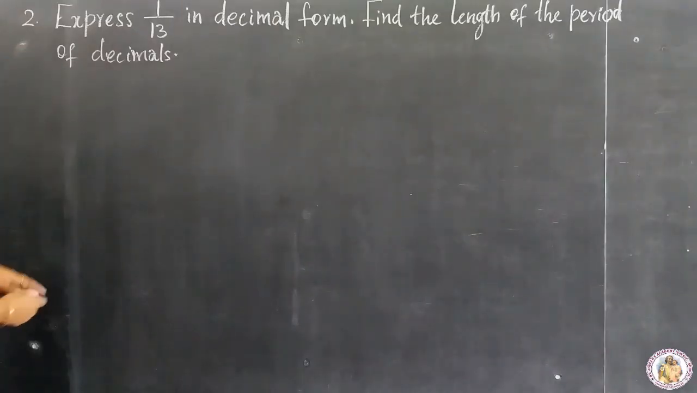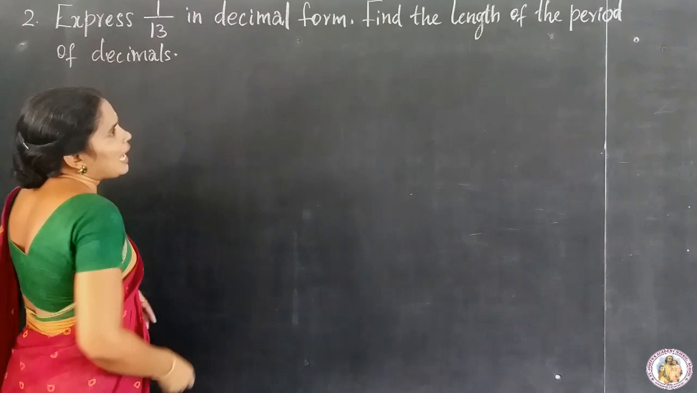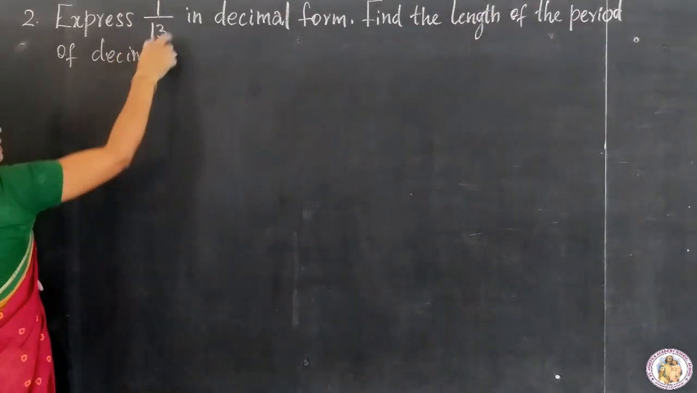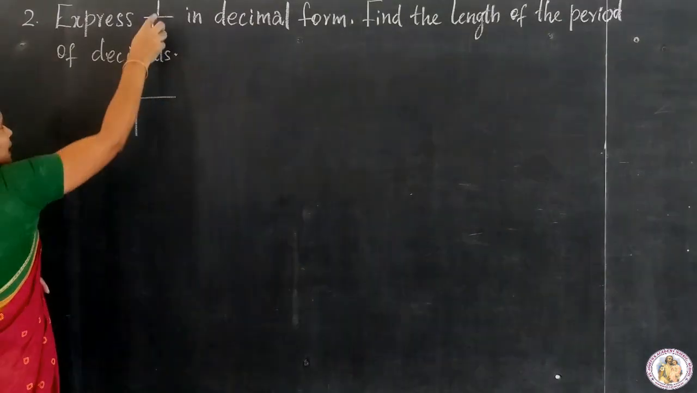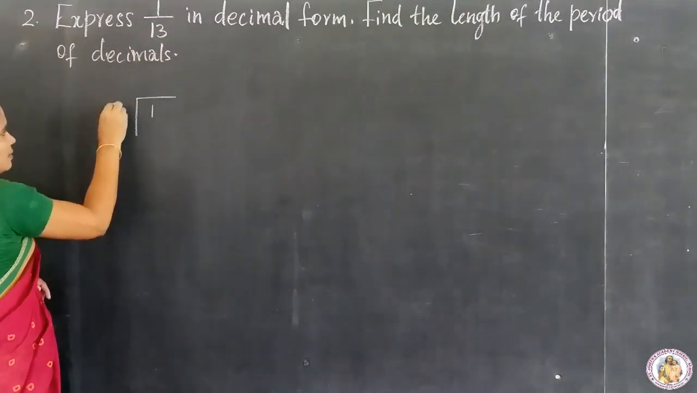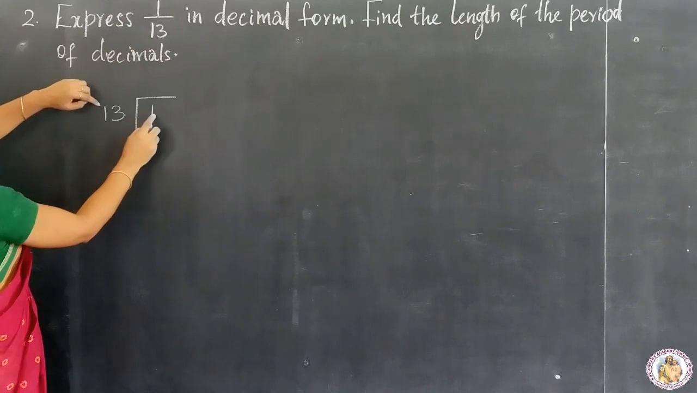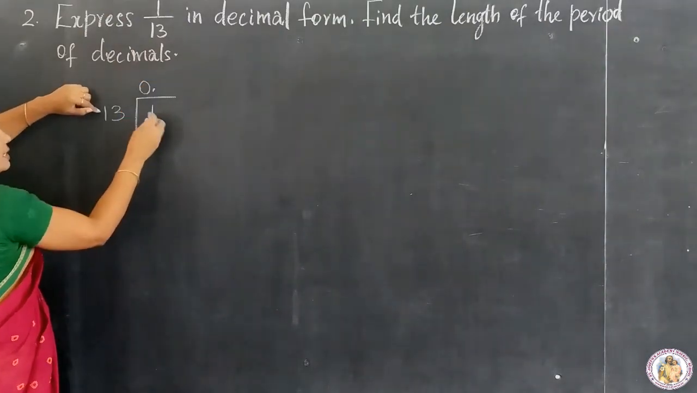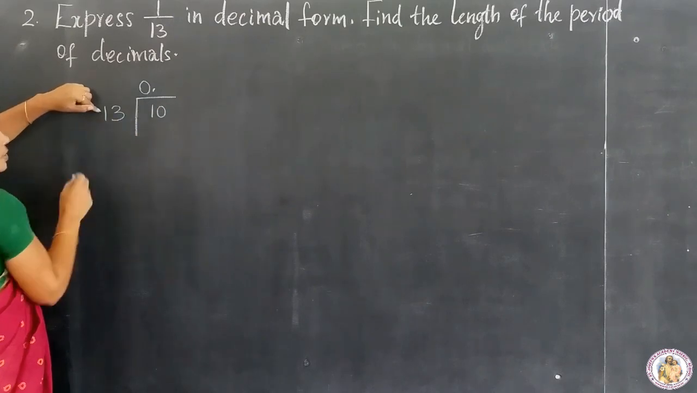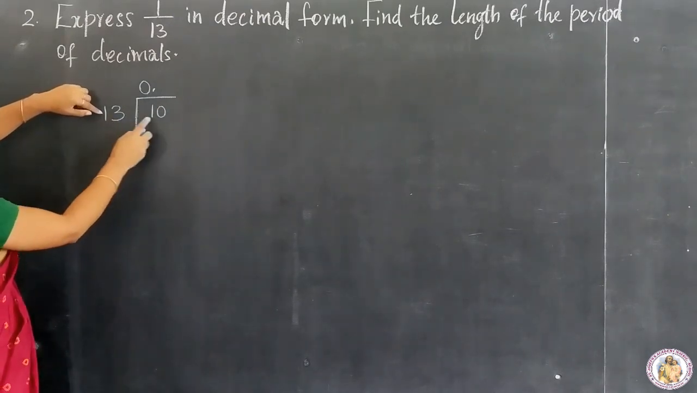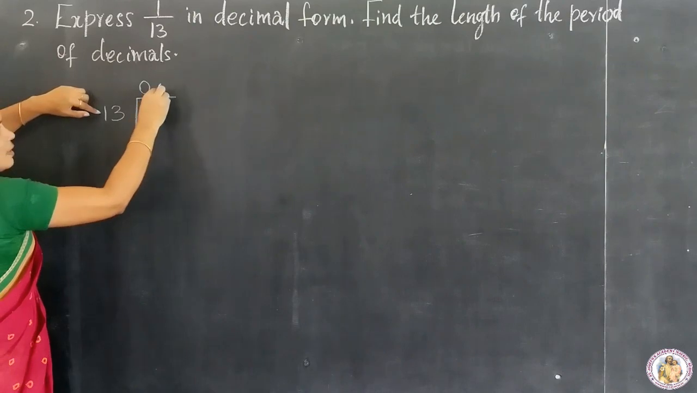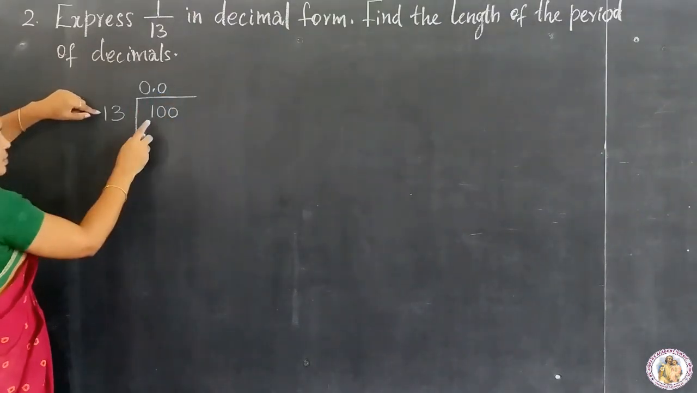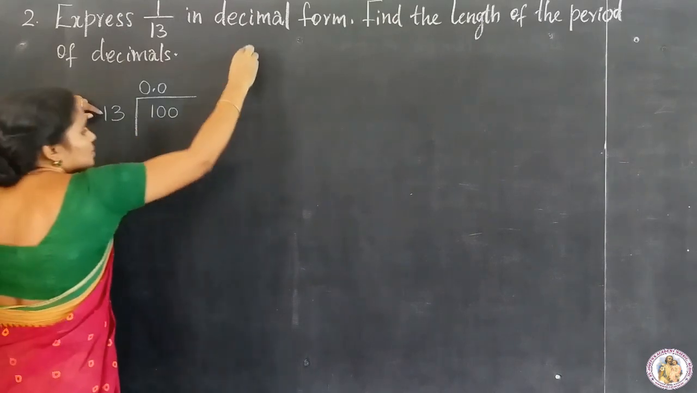Question number 2. Express 1 by 13 in a decimal form and find the length of the period of decimals. Let's go with normal division. 1 divided by 13. 1 is less than 13. So add 0. Keep decimal. Add 0. Again 13 is greater than 10. So add 0 and again 1 more 0 here. So now it becomes 100.